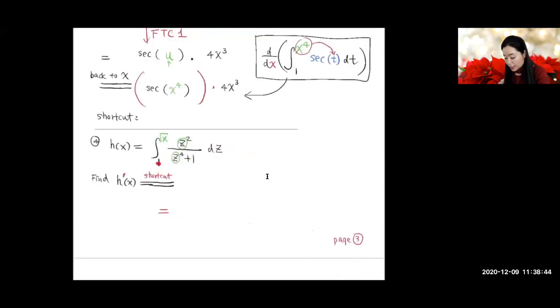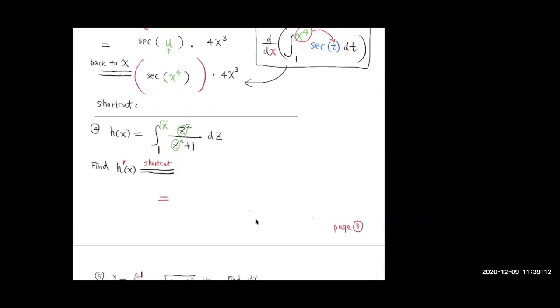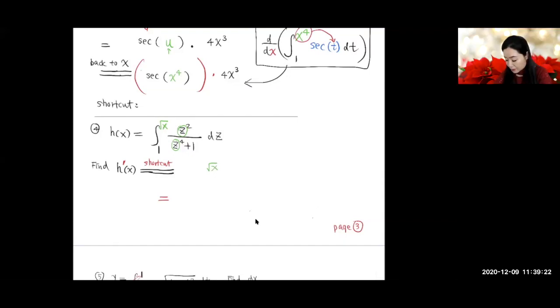Now let's try this one over here. We can use our shortcut this time. When I integrate this continuous function from 1 to square root of x, and later on differentiate that with respect to x, what will be the derivative of this function with respect to x? Anyone? So we got two parts. The first part is the same function, but we replace the z here by square root of x. Yeah, you got it.